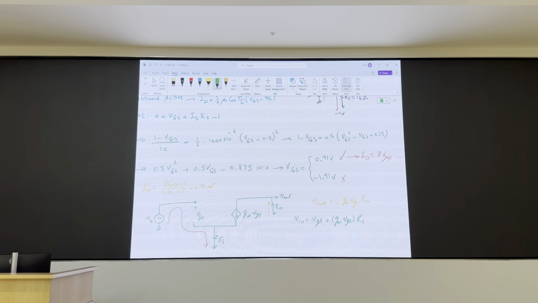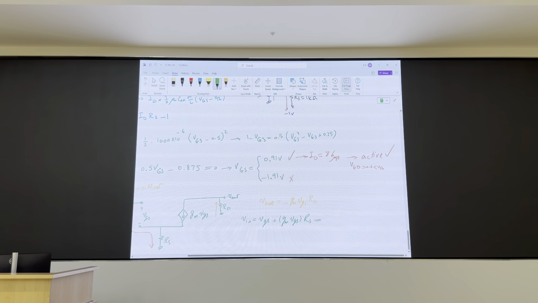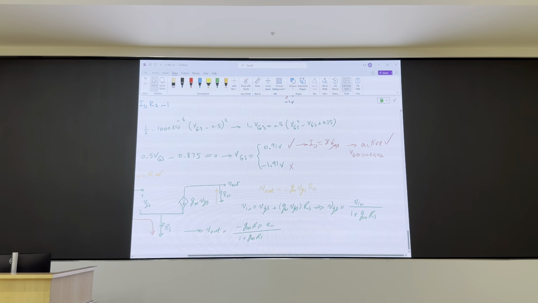So from here I can see that VGS is equal to V in divided by 1 plus GM RS. Okay? So plug that into the equation above. Therefore, V out is equal to minus GM RD V in over 1 plus GM RS. Or if you want V out over V in, just divide them by each other.